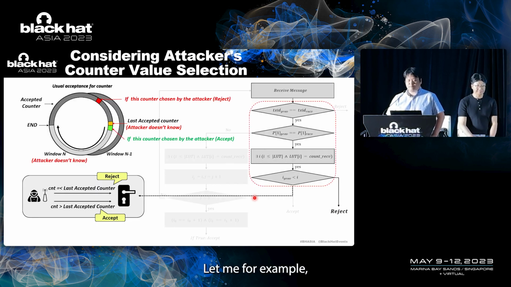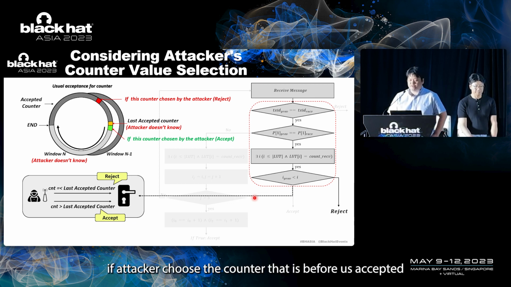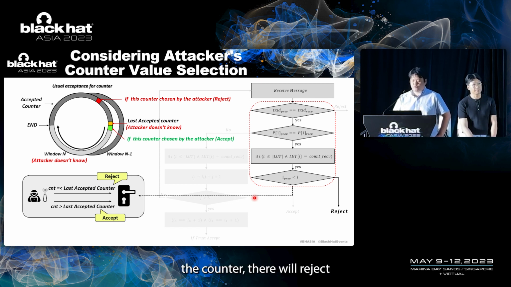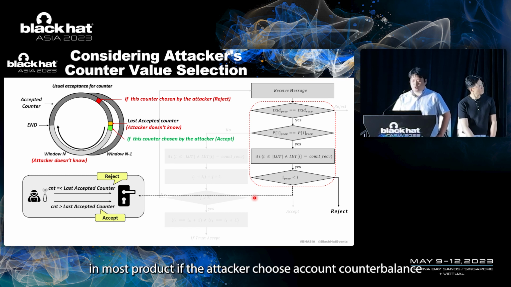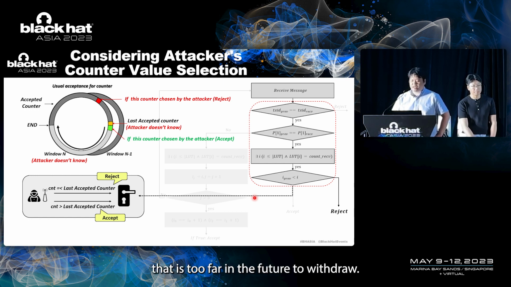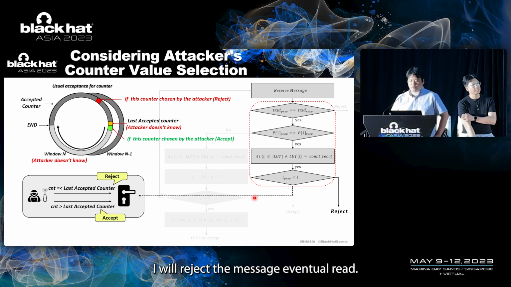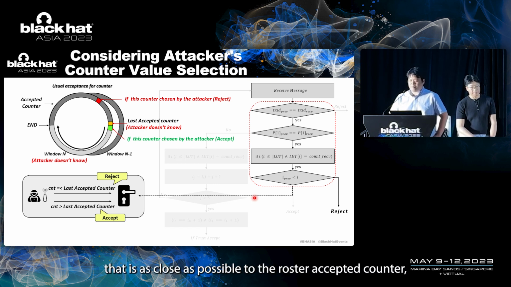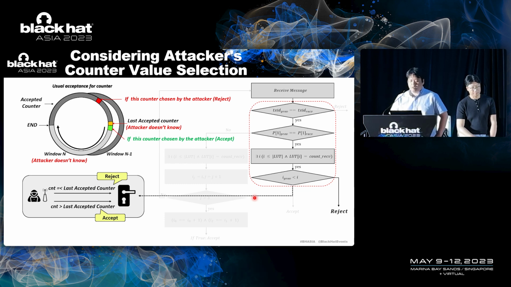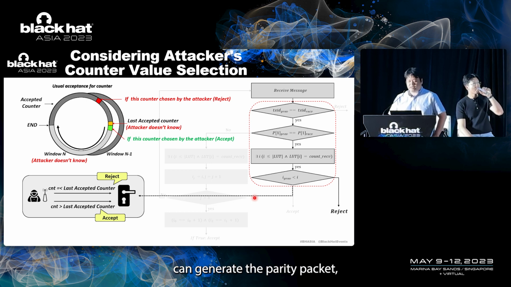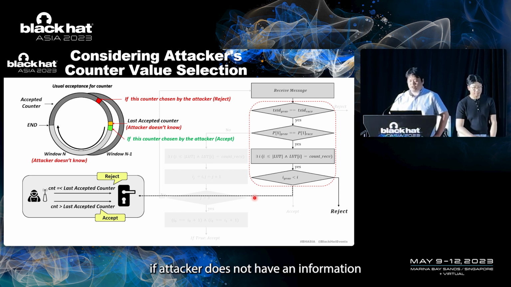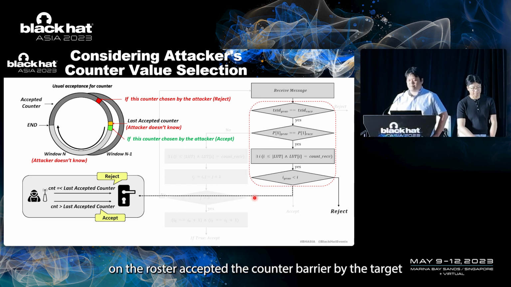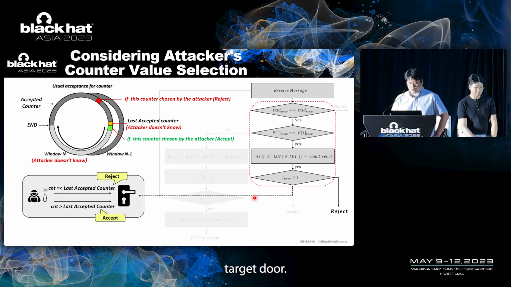Let me give you an example. If the attacker chooses a counter that is before the last accepted counter, it will be rejected. In most products, if the attacker chooses a counter value that is too far in the future, the door lock will reject the message. Ideally, the attacker should choose a counter value as close as possible to the last accepted counter, but this can be difficult. Even if the attacker can generate a valid packet, the attack may fail if the attacker does not have information on the last accepted counter value of the target door lock.